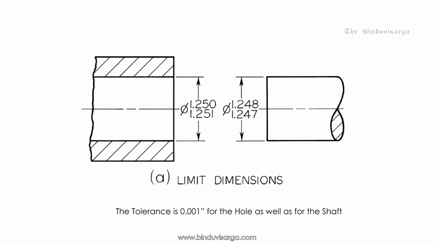In the figure, you can find that the shaft is of 1.248 and 1.247. That means the tolerance in the shaft is 0.001. So as in the hole, the tolerance is 0.001.